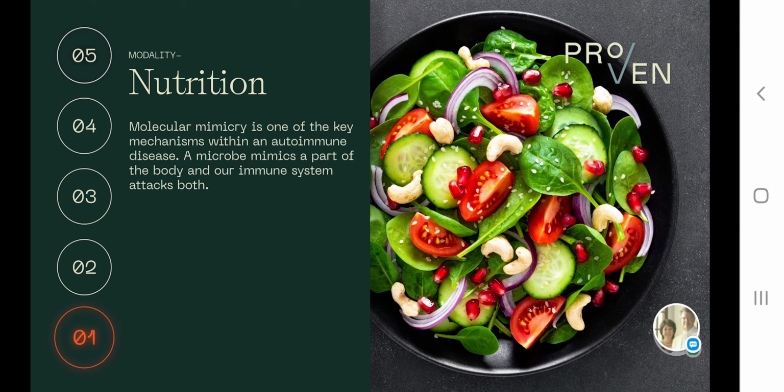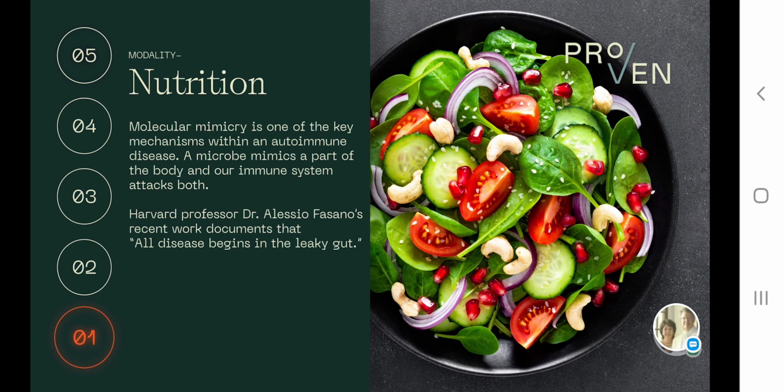He then dropped a knowledge bomb, citing the work of Dr. Alessio Fasano, the father of intestinal permeability, whose recent work documents that all disease begins in the leaky gut. We then learned that our microbiome actually educates our immune system, training it to target specific bacteria and viruses.